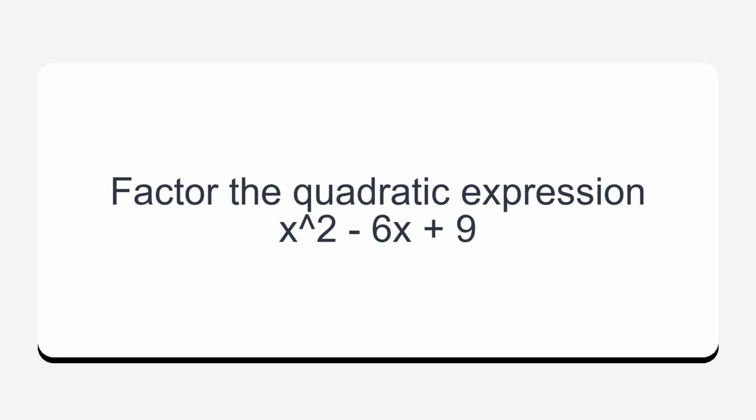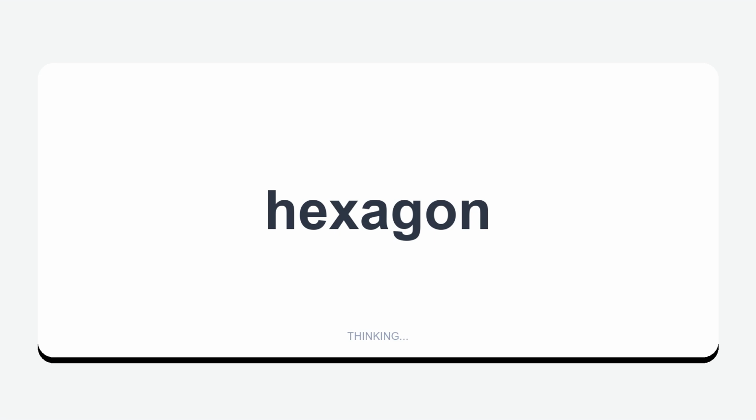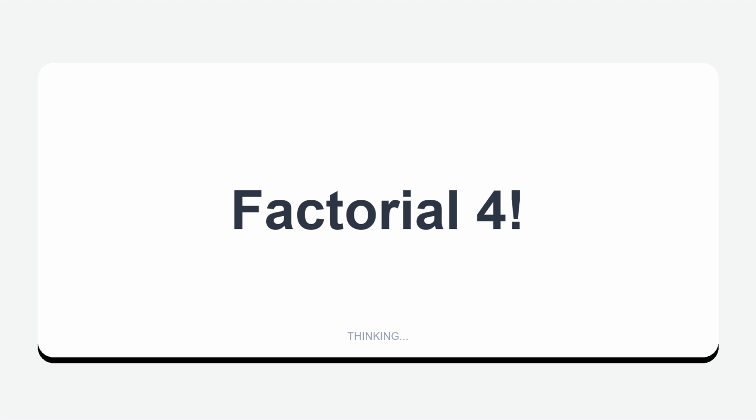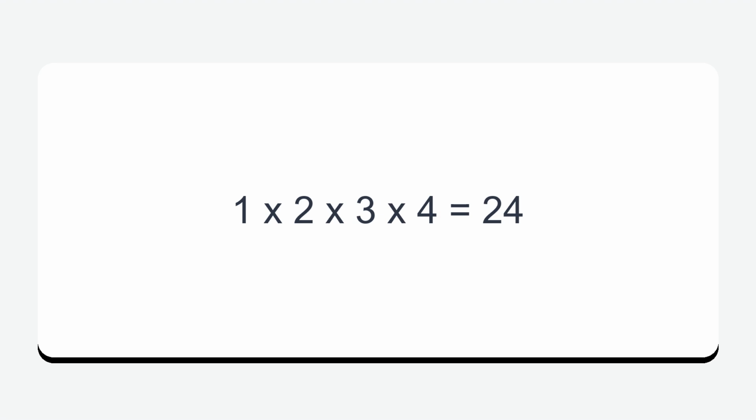Factor the quadratic expression x squared plus 6x plus 9. Hexagon. Seven-sided polygon. Factorial 4: 1 times 2 times 3 times 4 equals 24.